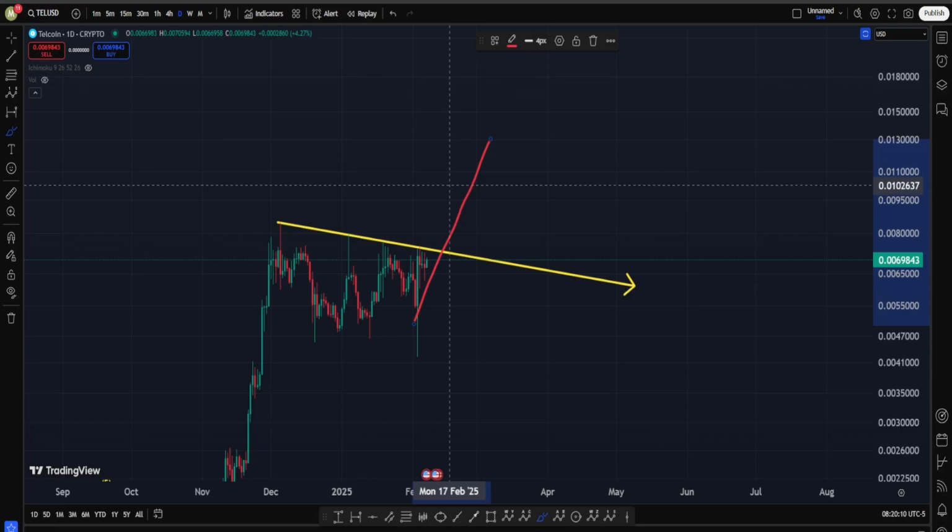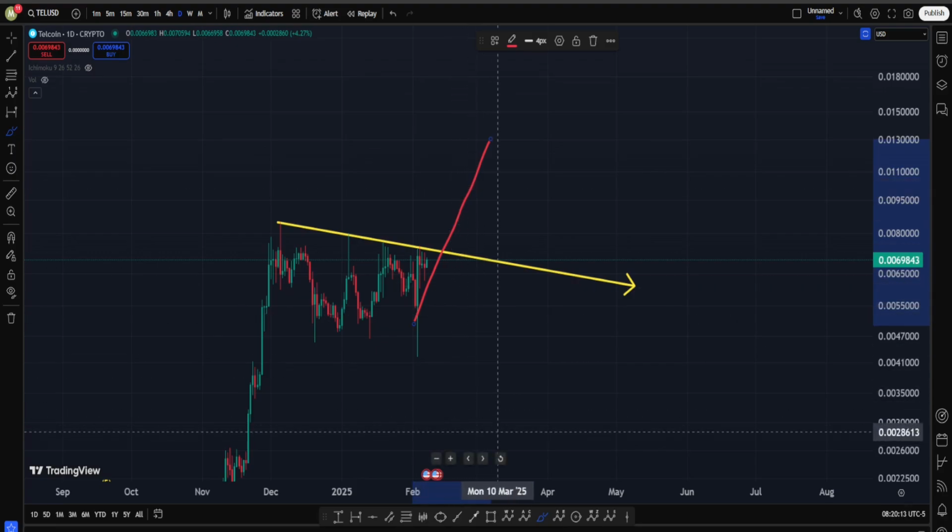So I hope I explained everything well and you understood what is going on in Telcoin's price chart.